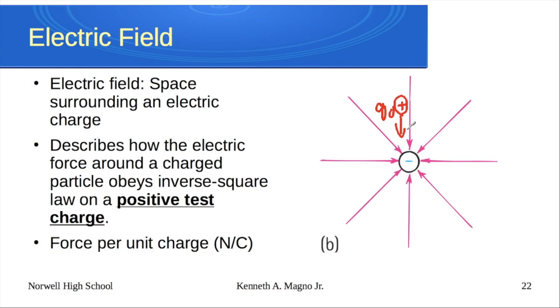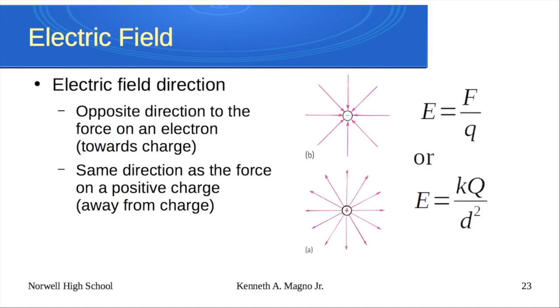Based on how it would behave, that particular charge would have a force on it based on how far it was away from the charge it's near. I could figure out the force on the charge, but I want to cancel that test charge out. So we end up with an electric field being the idea of force per unit charge. We end up with E being F over Q, where Q is the test charge that I've put near it.